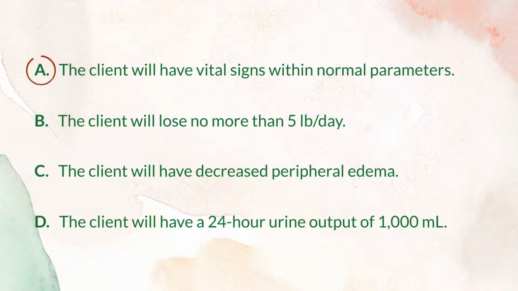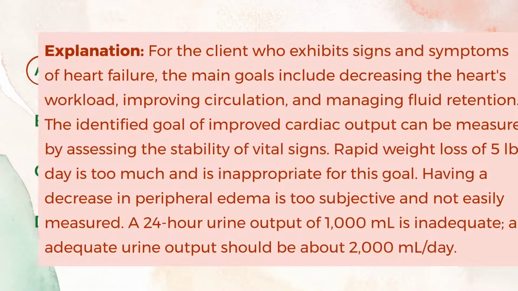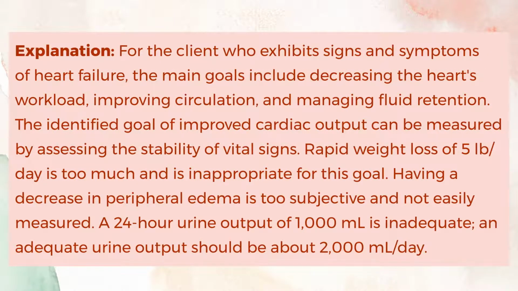The correct answer is A. The client will have vital signs within normal parameters. Explanation. For the client who exhibits signs and symptoms of heart failure, the main goals include decreasing the heart's workload, improving circulation, and managing fluid retention. The identified goal of improved cardiac output can be measured by assessing the stability of vital signs.